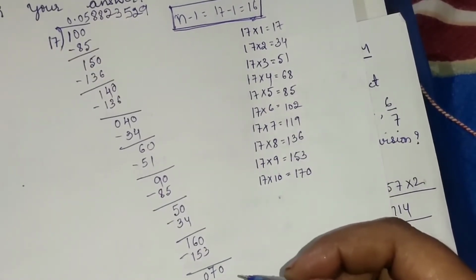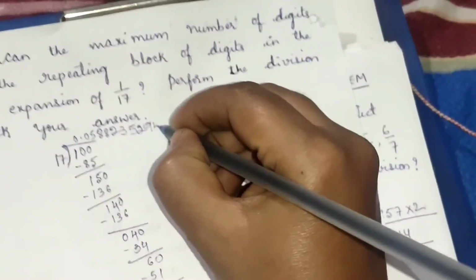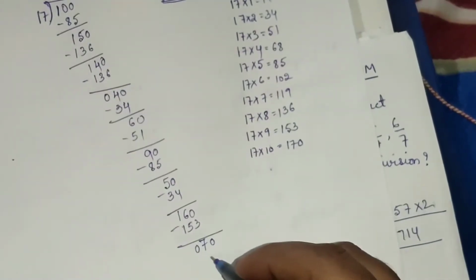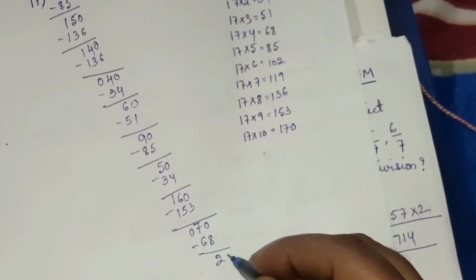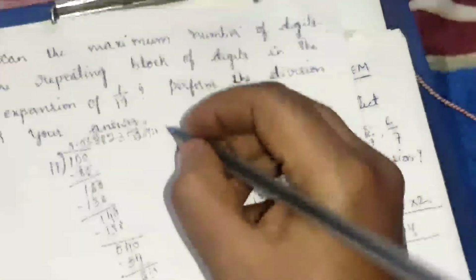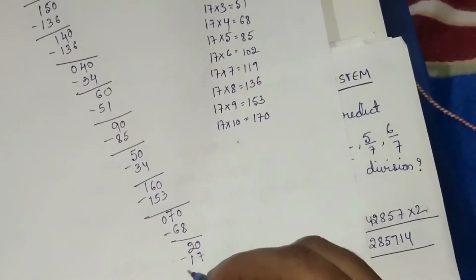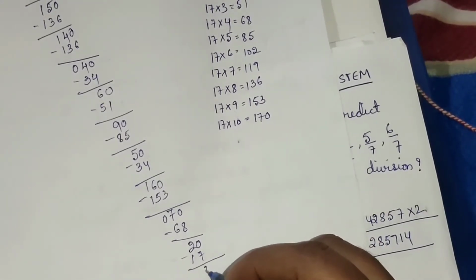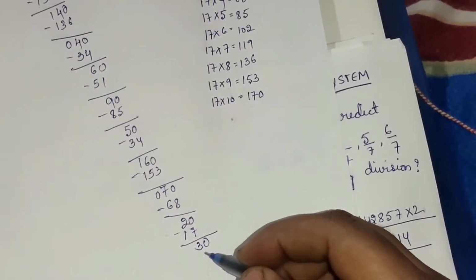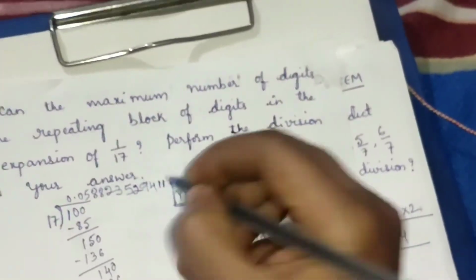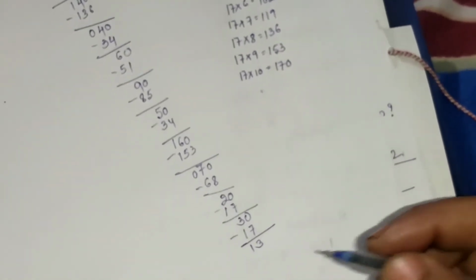Then take 0, it is 70. Then 17 4s are 68. When you subtract, you will get 2 as a remainder. Put 0, then 17 1s are 17. Subtract, you will get 13 as a remainder. Take 0, then it is 30. Again 17 1s are 17. When you subtract, you will get 13 as a remainder.